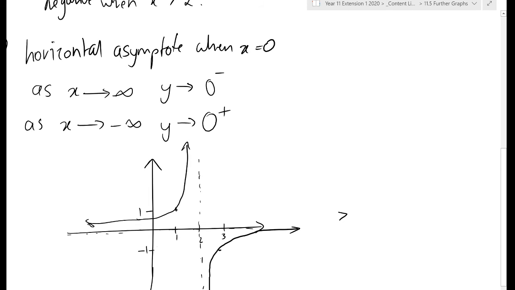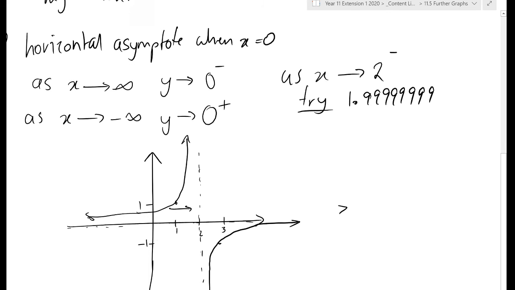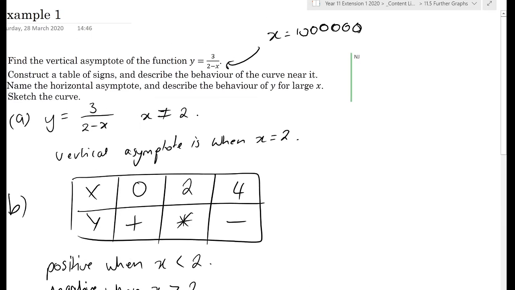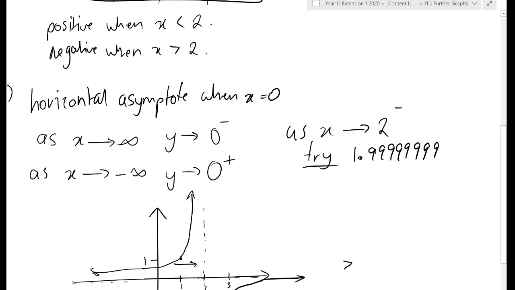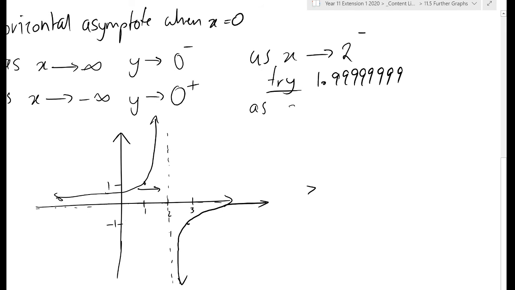Now just to double check that this graph is actually going up and down, we're going to check either side. As x approaches 2 from the negative side, so as it gets closer and closer here, let's put in a number that's really close to 2 coming from the negative side, like 1.9999999. If you substitute that into my original equation up here, you should find that you get a very, very big number, so getting higher and higher. And as x approaches 2 from the positive side, I should finish that off.